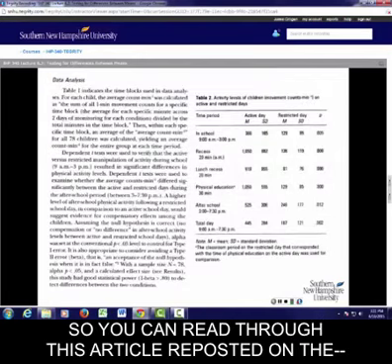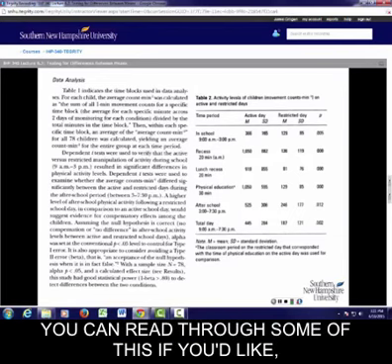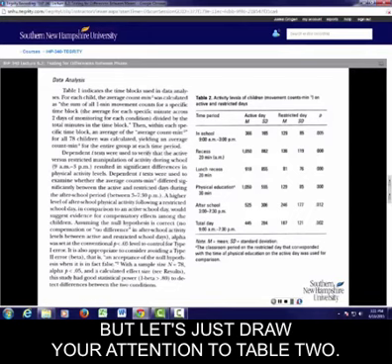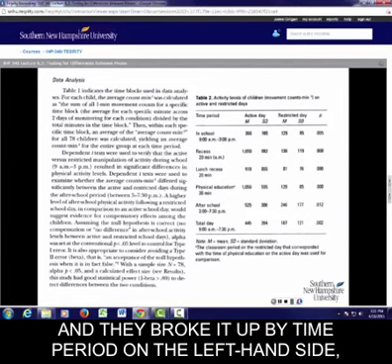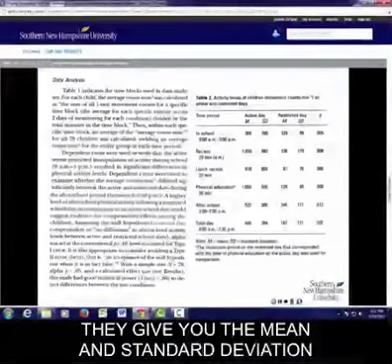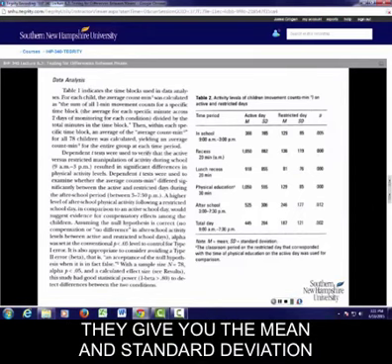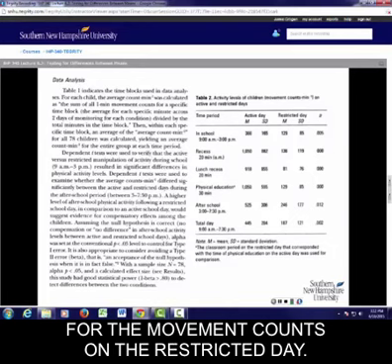You can read through this article, which will be posted on the website. You can read through some of this if you'd like, but let's just draw your attention to Table 2. They wanted to look at these movement counts. How much did they differ? They broke it up by time period on the left-hand side, and at the bottom row, they give you the total day. They give you the mean and standard deviation for these movement counts on the active day, and the mean and standard deviation for the movement counts on the restricted day.